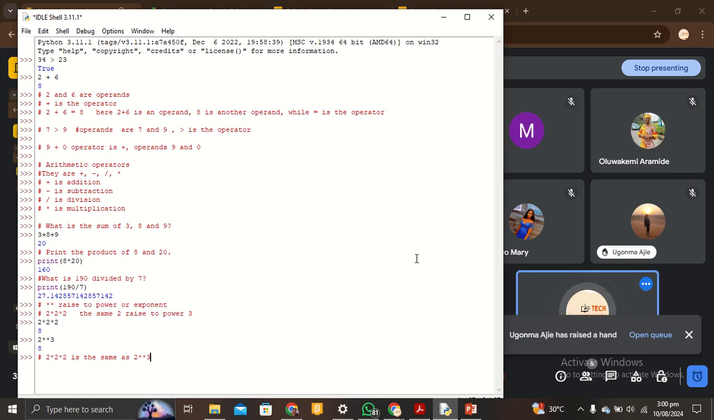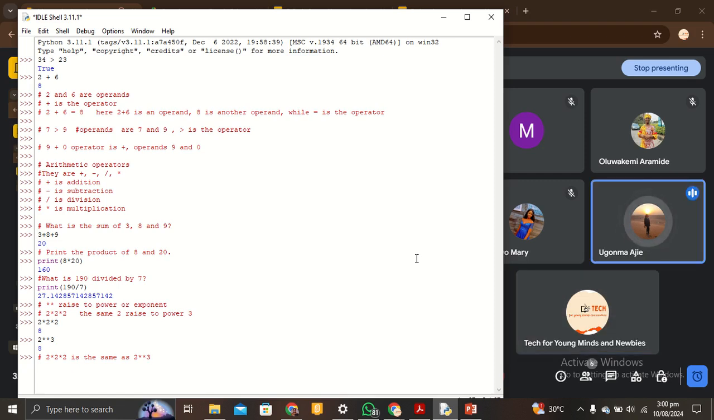Okay, Haliza, your question. Go ahead. Ma, there are two slashes on my keyboard. Which one? The forward slash. The slash before shift. Oh, okay, I've seen it. Yes, the other one is not division. That one is the backward slash. This is the forward slash. Is that okay? Yes, ma.